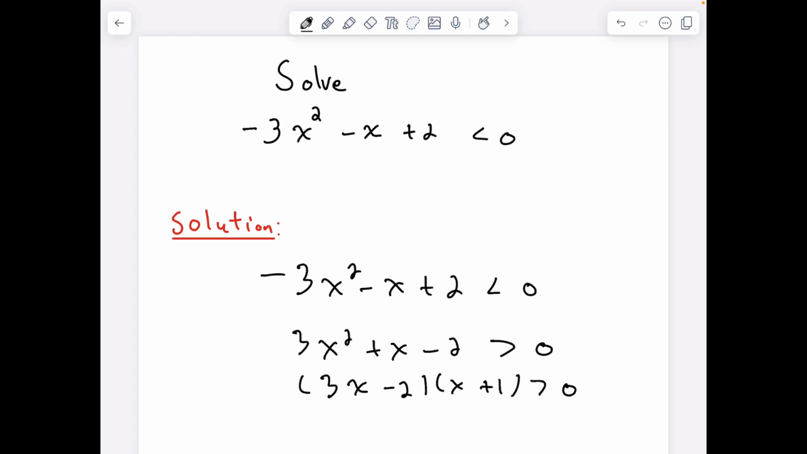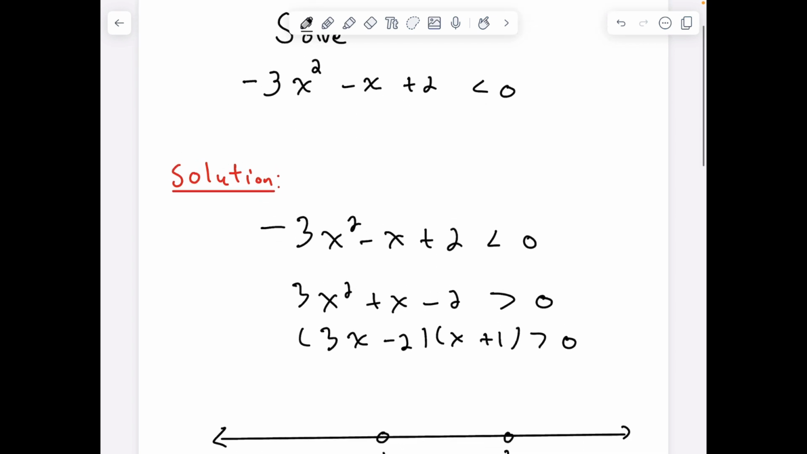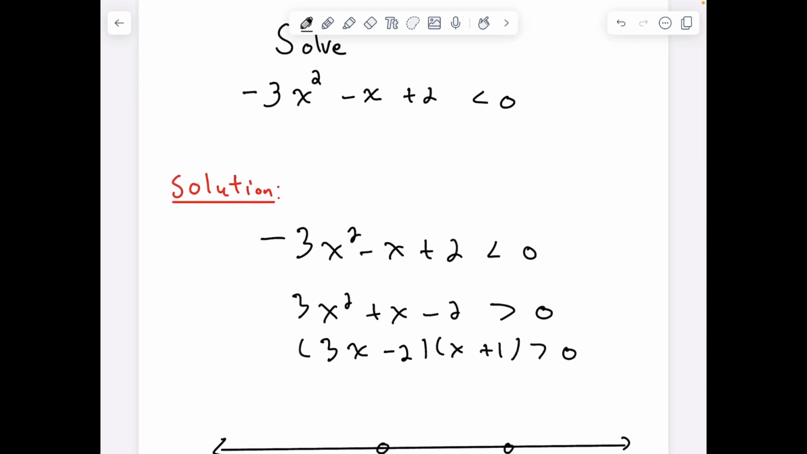At the end of the day, you're looking for numbers that you plug into the inequality 3x squared + x - 2 and seeing if they're greater than 0 or not. The easiest way to do that is by writing it out as a couple of factors and plugging things into each of those factors to see if they're positive or negative. That's why I did what I did right here. Now, here's the next step. I'm going to set each of these factors equal to 0.